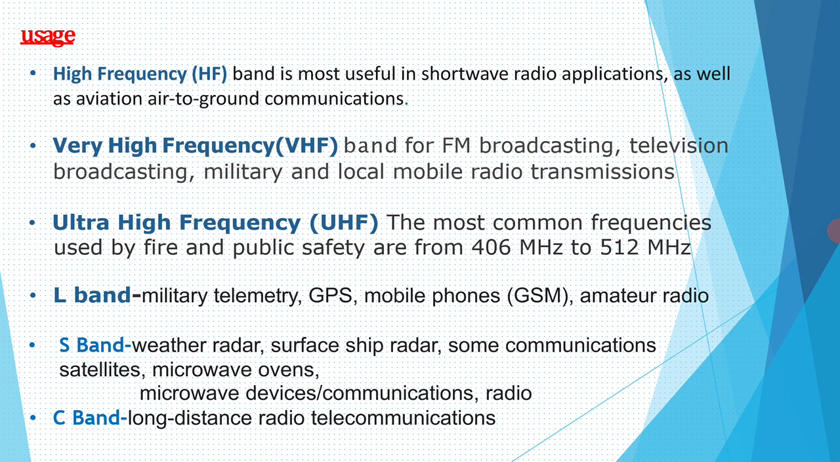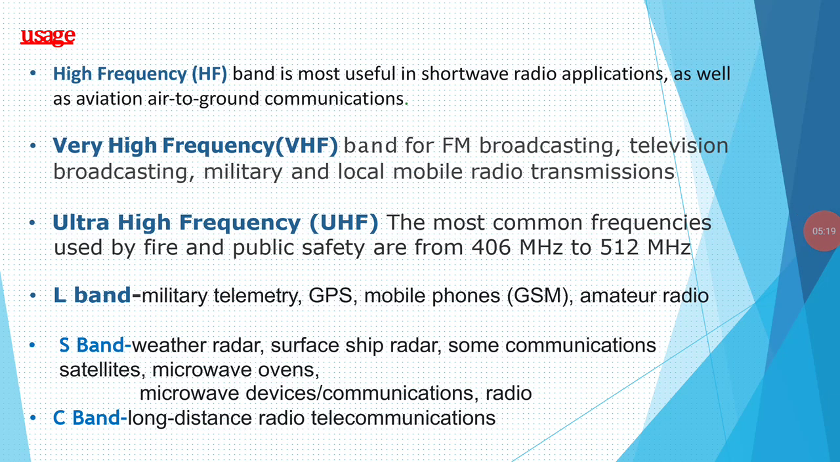Now let us see where these bands are usually used. Now when we are discussing about the high frequency bands, high frequency band is most useful in short wave radio applications as well as aviation, air to ground communications. Very high frequency bands for FM broadcasting, television broadcasting, military and local mobile radio transmissions. Ultra high frequency: the most common frequencies used by fire and public safety are from 406 megahertz to 512 megahertz.